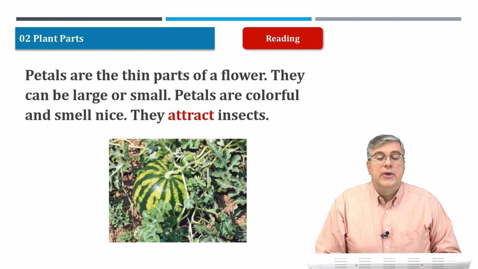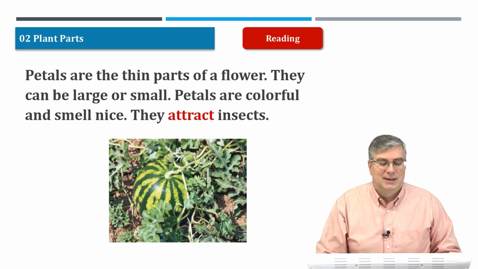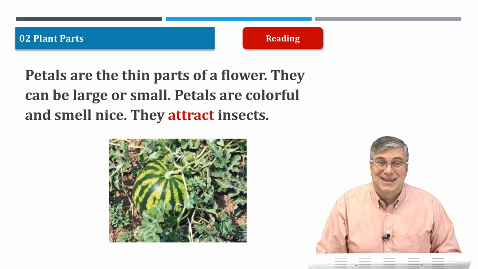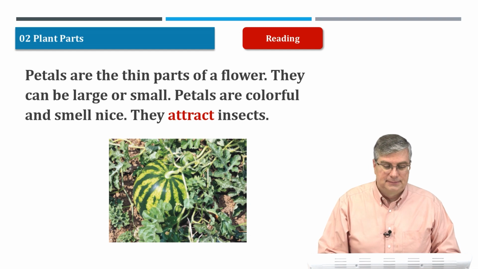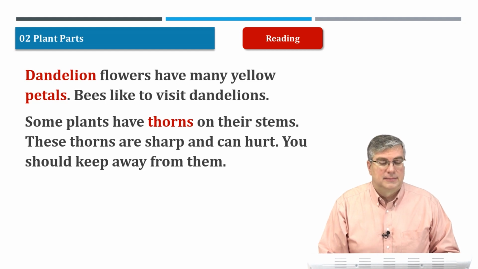Petals are the thin parts of a flower. They can be large or small. Petals are colorful and smell nice. They attract insects. Dandelion flowers have many yellow petals. Bees like to visit dandelions.